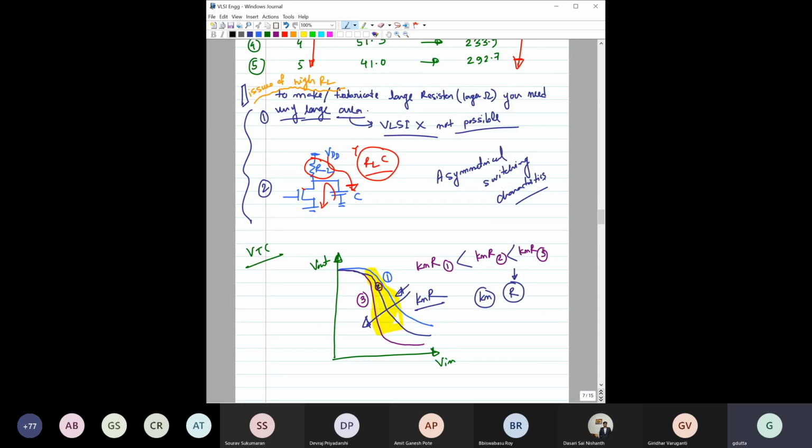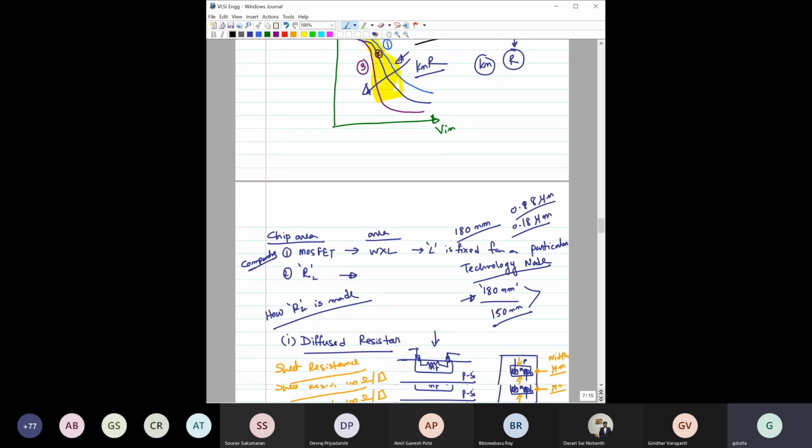Then we discussed what about the slope. This slope is also dependent on Kn into R. We have seen that if this Kn into R value keeps increasing, then the slope also becomes higher and higher. In the same context, for this type of inverter, if RL is much higher, then the effective resistance during charging of the capacitor is much higher compared to discharging, and that gives rise to asymmetrical switching characteristics, which is another issue for this type of design.